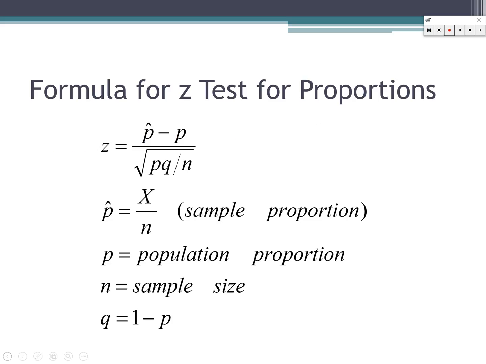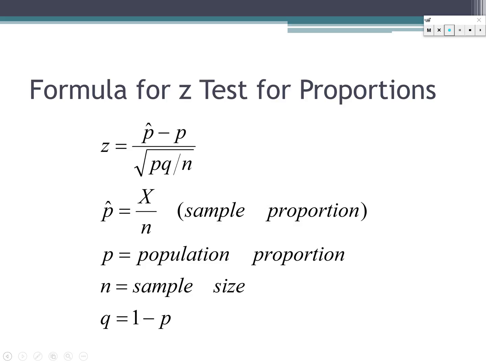Our formula for our z-test is a little different now. I know when we tested the mean, the formulas for the z-test and t-test were essentially the same. One involved population standard deviation, one involved sample standard deviation. That was the only difference between the two.